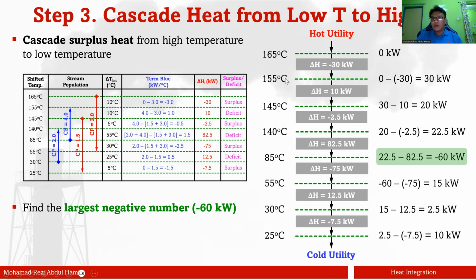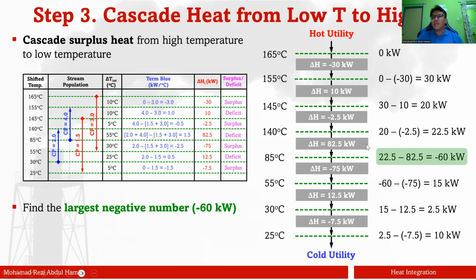On the second, at 155 is basically zero minus whatever heat here, which is negative 30, you get 30. And then from 155 to 145, you get this number 30 minus 10, which is a positive number, so you get 20. And then you repeat from 145 to 140, you pick the same number 20 minus whatever enthalpy here, which is negative 2.5, you will get 22.5, and then you do the same for the rest of the cascade.